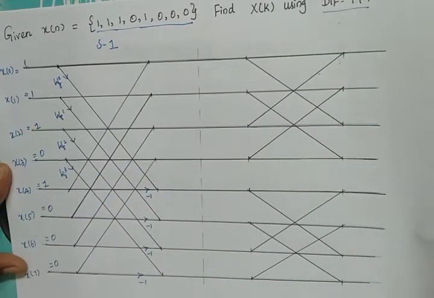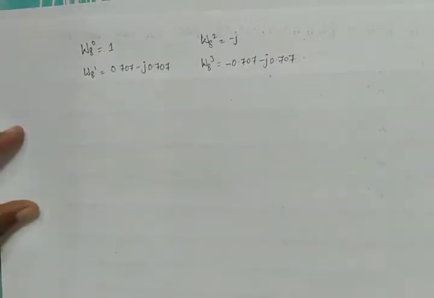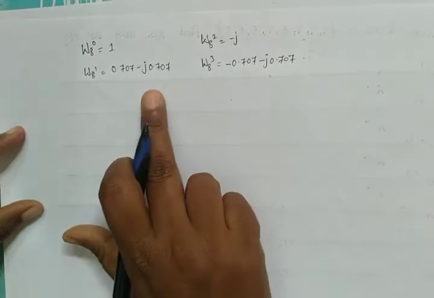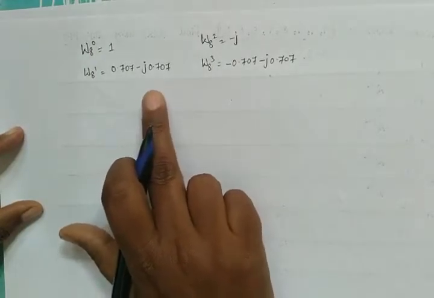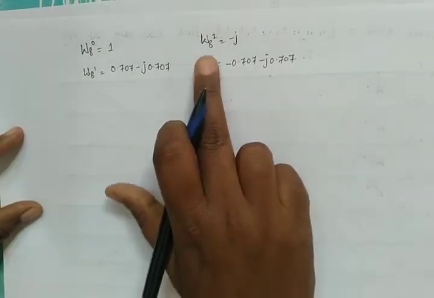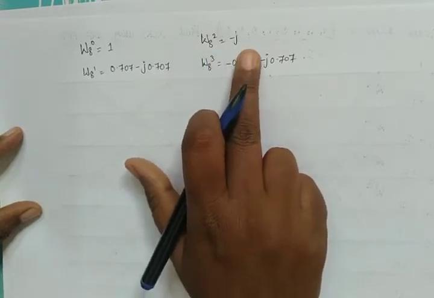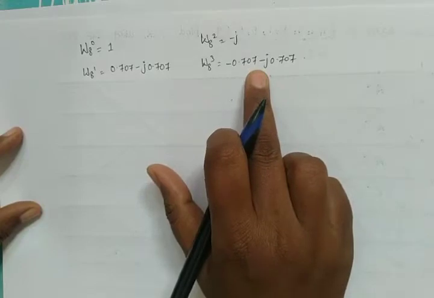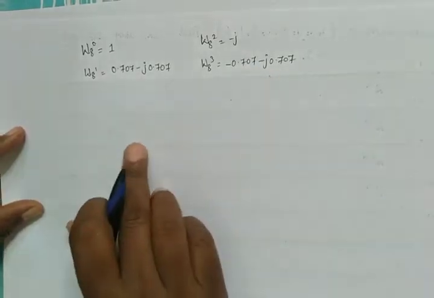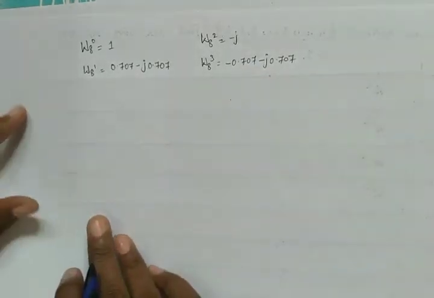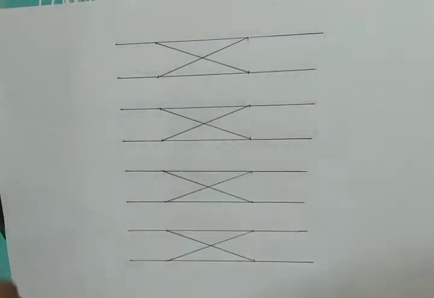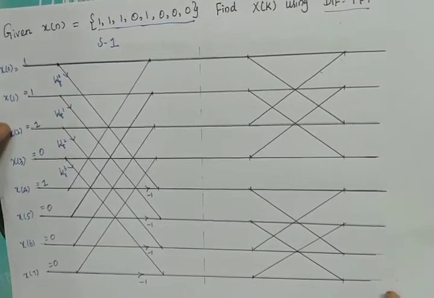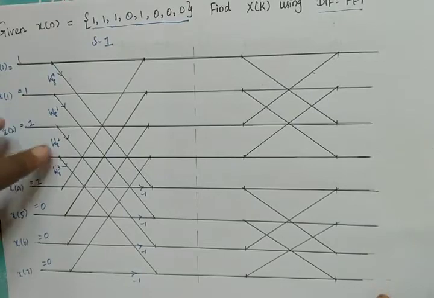Since it is an 8-point DFT, we have already found these twiddle factors: W 8 power 0 is equal to 1, W 8 power 1 is equal to 0.707 minus J 0.707, W 8 power 2 is equal to minus J, W 8 power 3 is equal to minus 0.707 minus J 0.707. If you need, you can refer to the previous problem, because we found these there. So this is what we are going to use now.